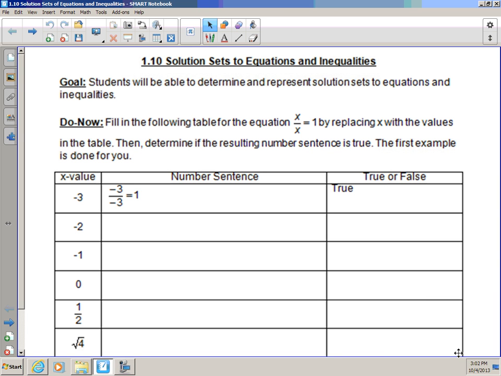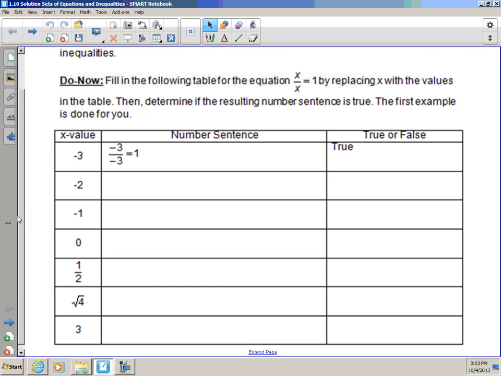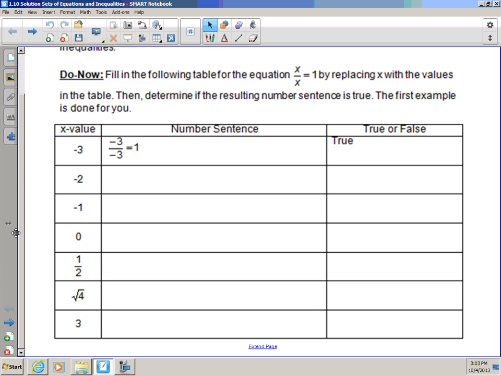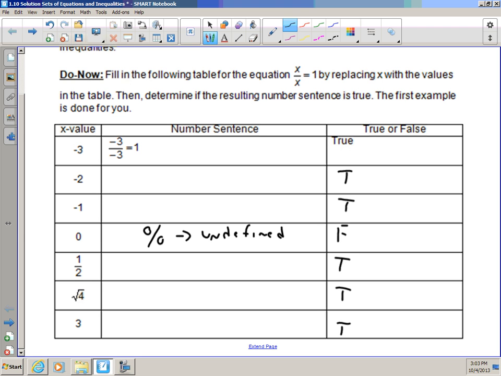Today's lesson is going to build on the prior lesson dealing with solution sets to equations and inequalities. So what we're going to focus on today is how do we represent the solution set to equations and inequalities. Now, I'm not going to spend a great deal of time on the do now because I just want to make the following point. If you were to substitute any of these numbers into the statement x over x equals 1, you will see that it's going to be true for all values except 0, because 0 divided by 0, or anything divided by 0, is undefined.